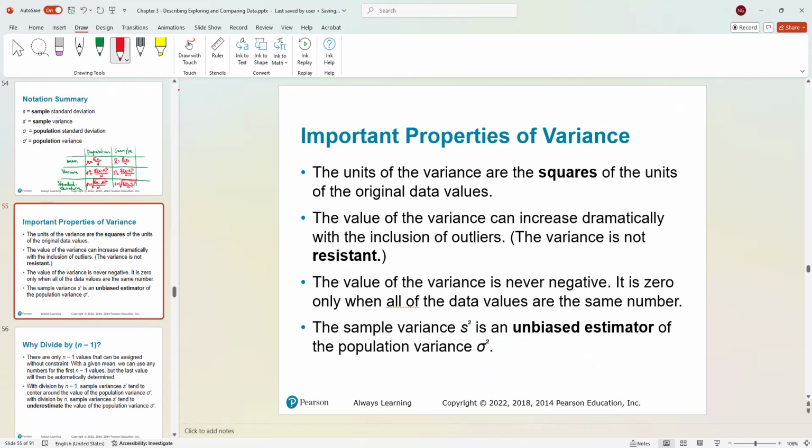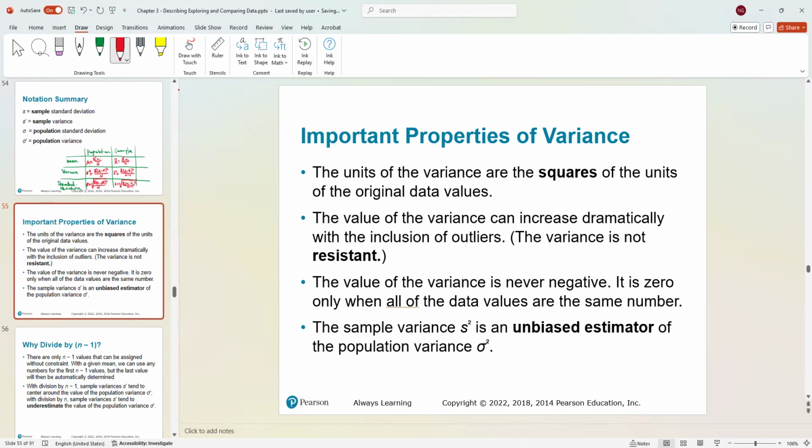All right, we said important variations. As we said, the units of the variations are the squares of the units of the original data values. The values of the variation can increase dramatically with the increase of outcomes. The value of the variance is never negative. Remember that, it's only 0 or positive.